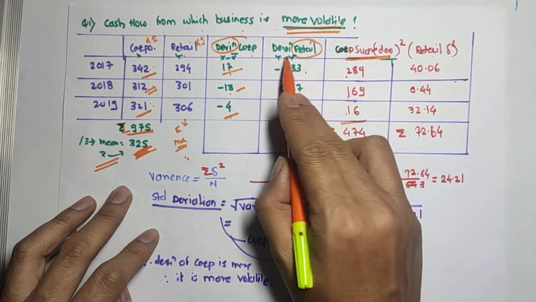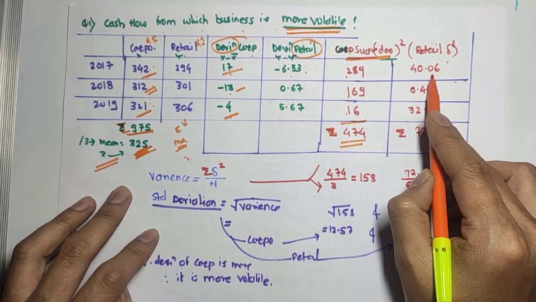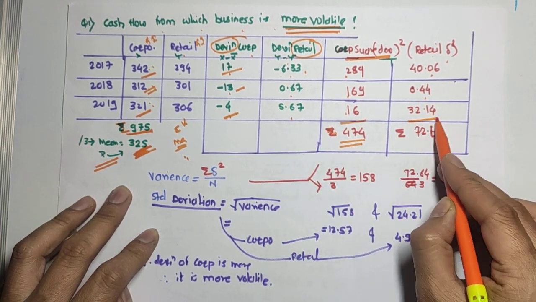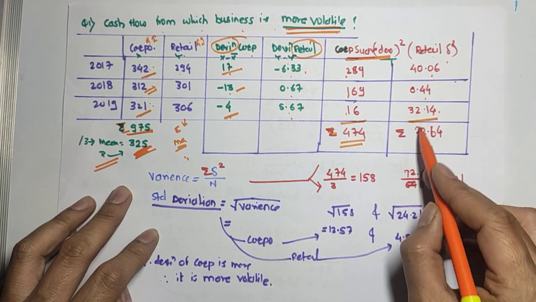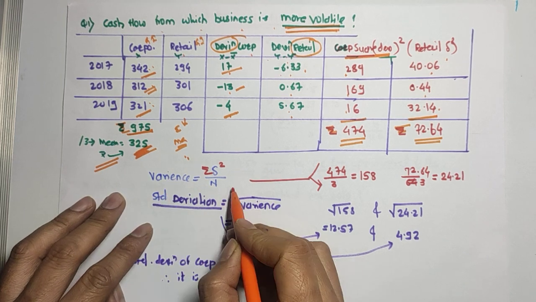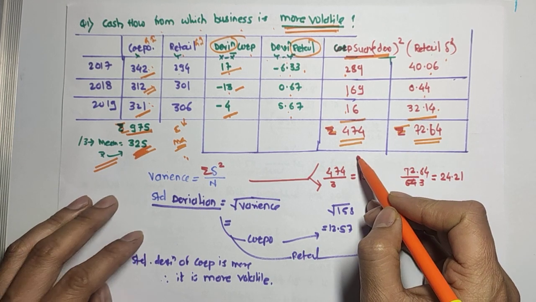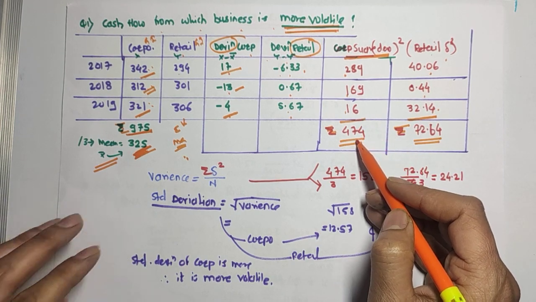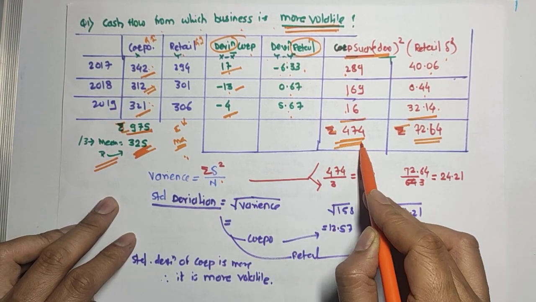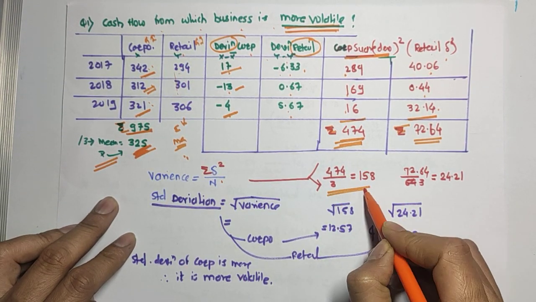Next, you have to do the retail deviation square. That is minus 6.30 square 40.06, 0.67, 0.44, 5.67, 32.14. Using a calculator you have to do the squaring and add all these values. Next, we know the formula of the variance. Variance is nothing but, when you do the squaring, divide it by the sample size. What is the sample? There are 3 samples. So when you divide by 3, you will get 158.